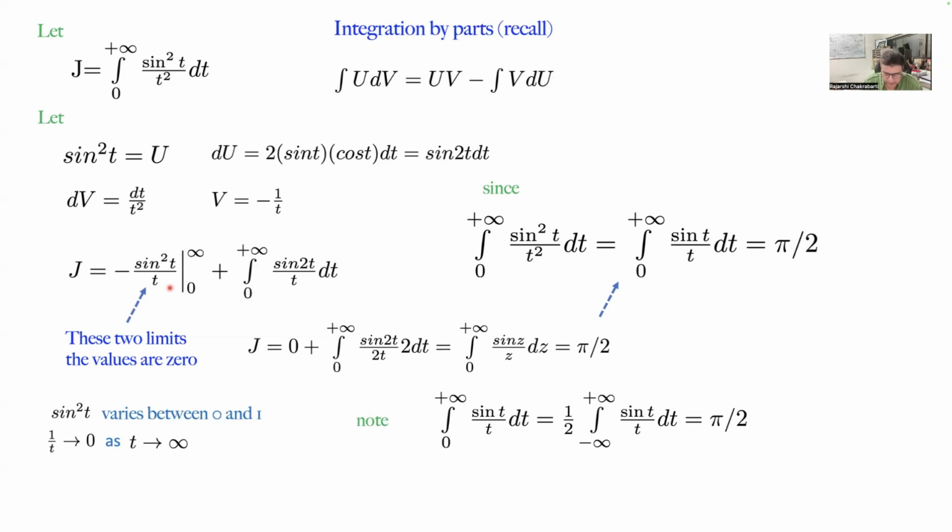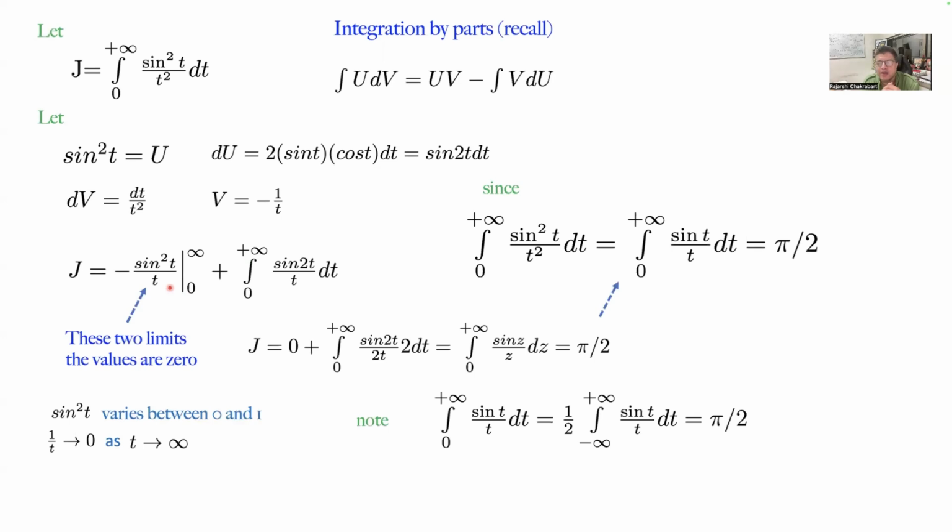Okay, now let us evaluate this integral. This is the most important integral. If you know this integral, then we know the value of the integral of sine squared t over t squared, because one integral is connected to the other. We have just shown that the integral of sine squared t over t squared dt is nothing but the integral of sine t over t dt. They are the same.